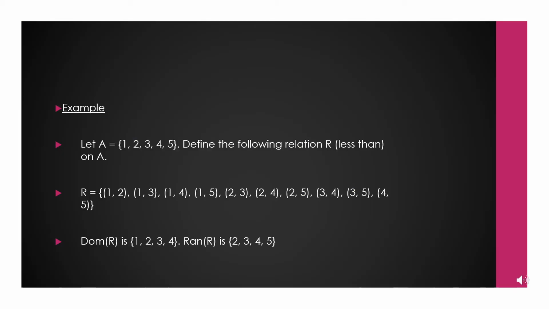For an example, let's say A is {1, 2, 3, 4, 5}. Define the following relation R, less than, on A. R is {(1,2), (1,3), (1,4), (1,5), (2,3), (2,4), (2,5), (3,4), (3,5), (4,5)}. Dom R is {1, 2, 3, 4}, whereas ran R is {2, 3, 4, 5}.